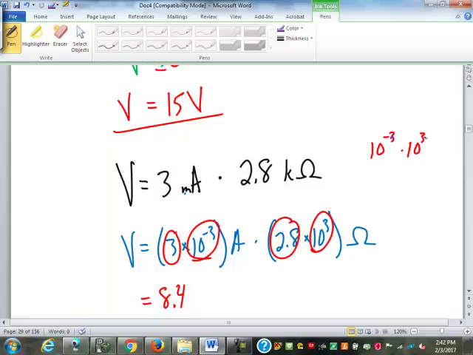So negative 3 plus positive 3 is 0. That's going to be 10 to the 0. Or just 1. So that's 8.4 times 10 to the 0, or just 8.4 times 1. Then an amp times an ohm is a volt. So our voltage is 8.4 volts.